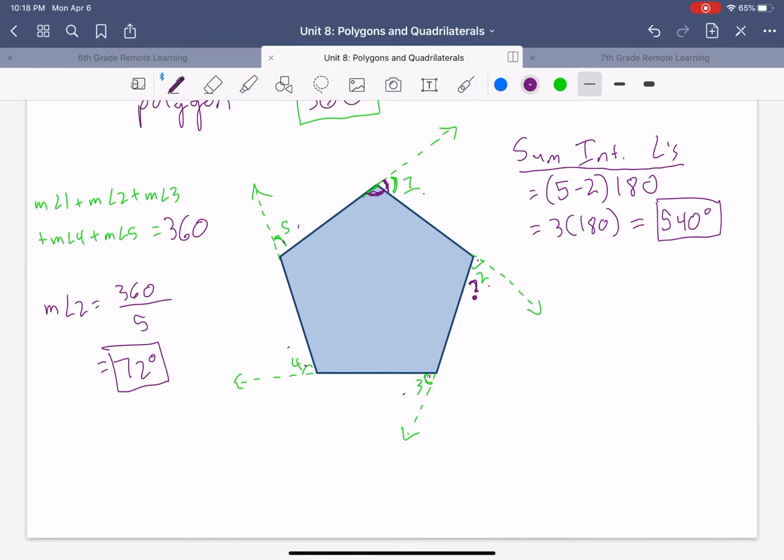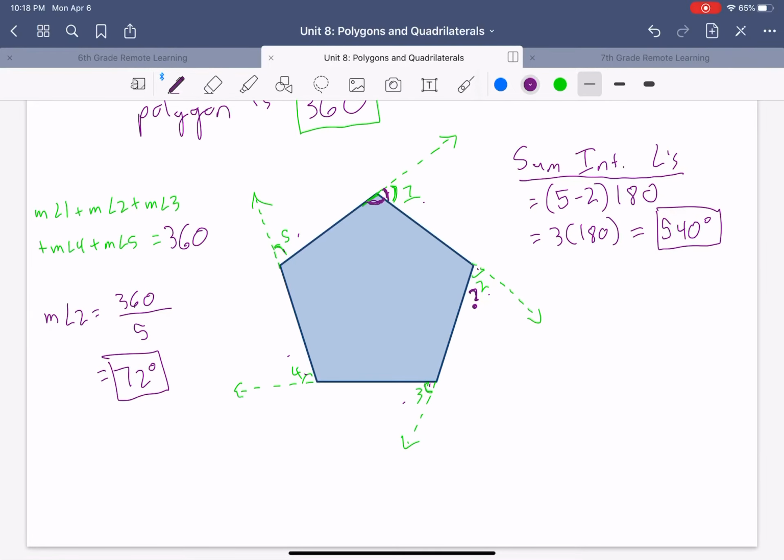Okay? Now, what if we wanted to find the measure of one angle? Well, in that case, we would take the measure of all of them, which is 540, and divide it by the number of angles, which is 5. And once again, remember, this is assuming this is a regular polygon, which I'm telling you it is. We can even mark it. Okay? Which is going to give us 108 degrees.